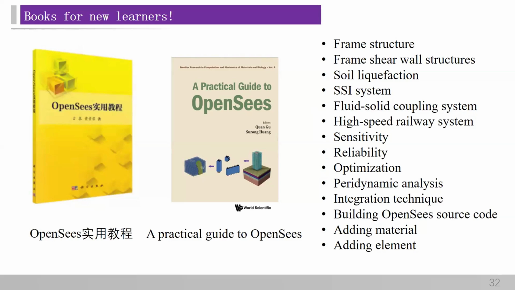These two books cover a lot of areas, for example, frame structures, frame shear wall structures, soil liquefaction, SSI systems, fluid-solid coupling systems, high-speed railway systems, and sensitivity analysis, reliability analysis, optimization analysis, and also the meshless method, and the integration technique between OpenSees and other software. The books also teach you how to build the OpenSees source code and how to add materials and elements in OpenSees.